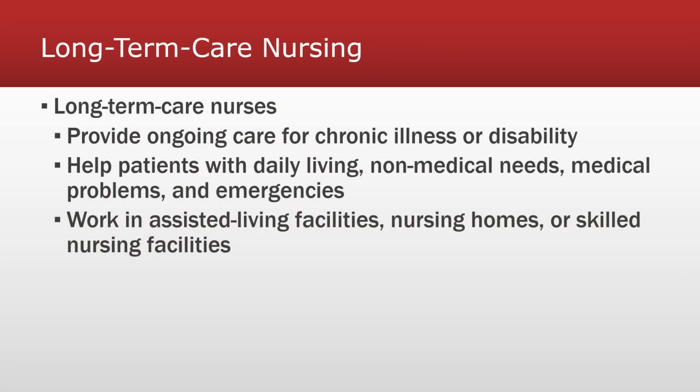Long term care nursing looks different from the fast pace of emergency rooms or urgent clinics. Here, the focus is on the steady rhythm of ongoing support. These nurses care for people living with chronic illnesses or disabilities, often over months or years. They become part of a patient's daily life, helping with bathing, dressing, and meals, while also monitoring medical problems and responding to emergencies when they arise.